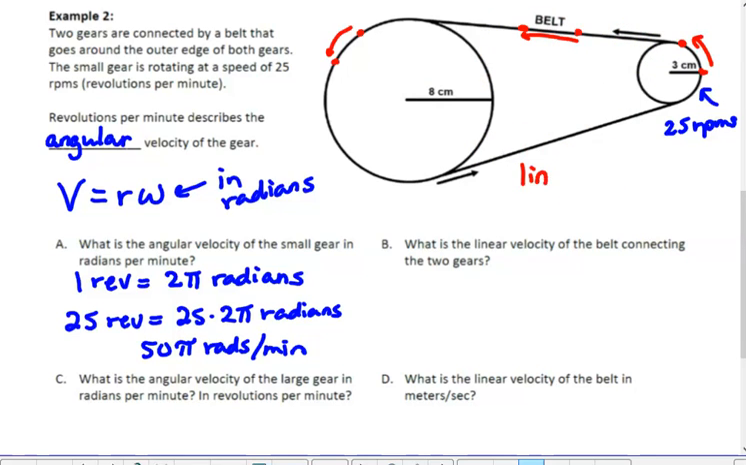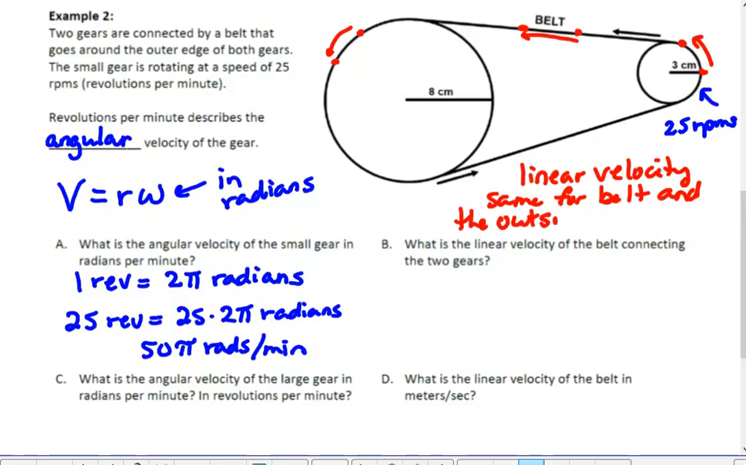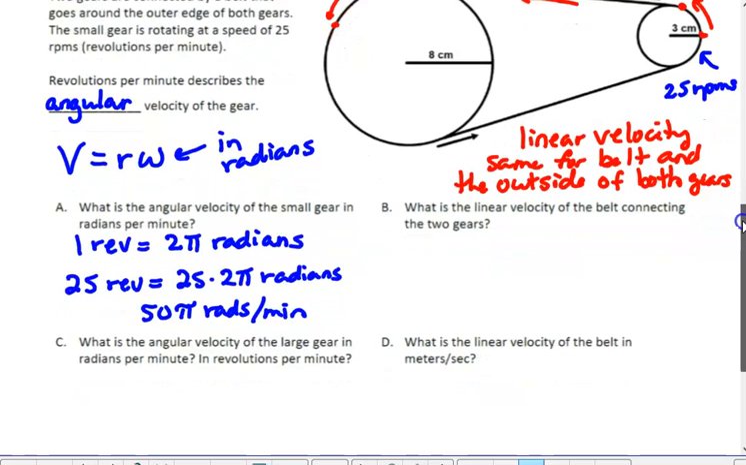So the small gear, the large gear, and the belt all have the same linear velocity. So I'm going to write this down. Linear velocity is the same for the belt and the outside of both gears. That's important to know, because that's going to allow us to go from one to the other.